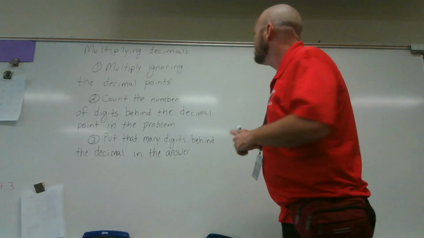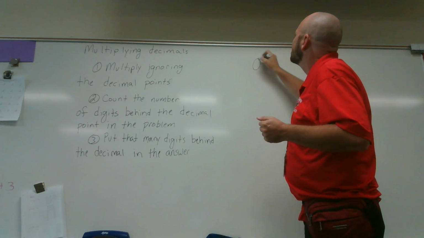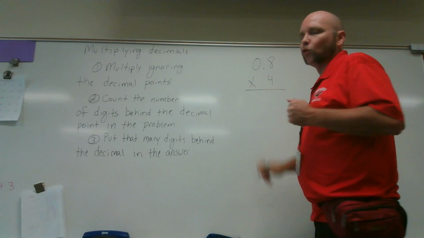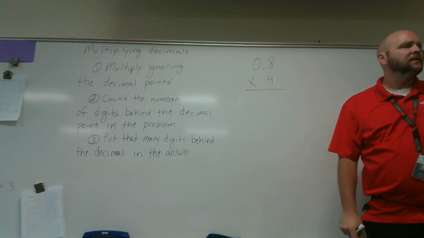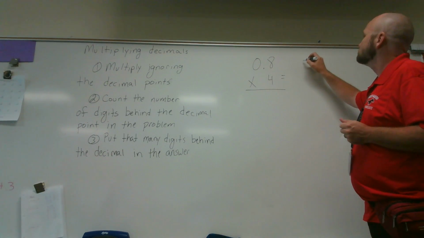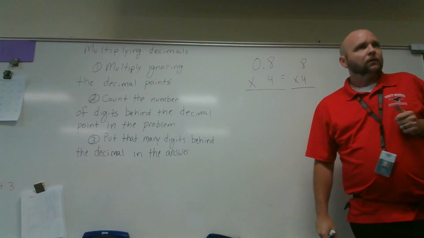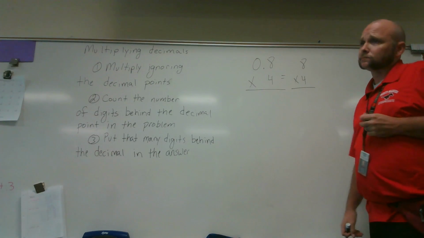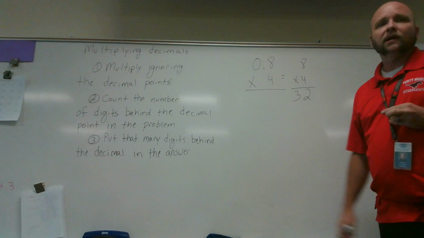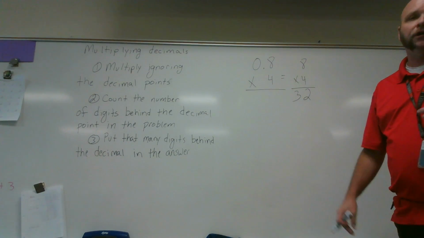So let's look at one. We're going to take 8/10 times 4. I'm going to ignore the decimal point, and I'm just going to make this 8 times 4. What is 8 times 4? Good, 32. I said it. Okay, I've multiplied it, ignoring the decimal point. I get an answer of 32.